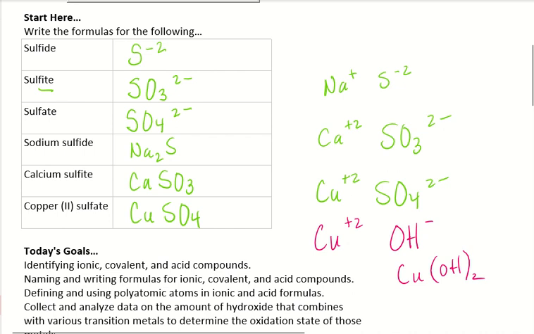Did somebody ask about the Roman numeral? Roman numerals are only in names, so they don't do anything to the formula, or you don't include them in the formula.